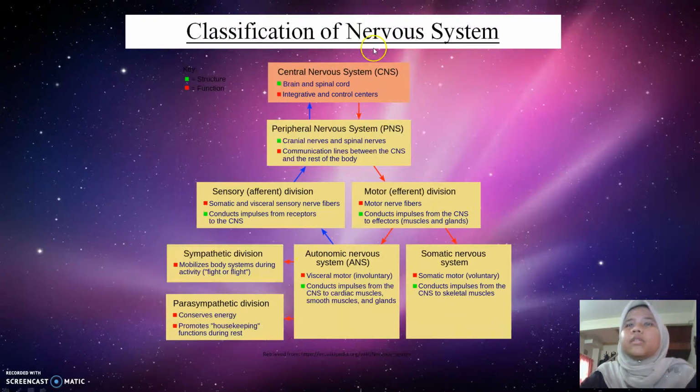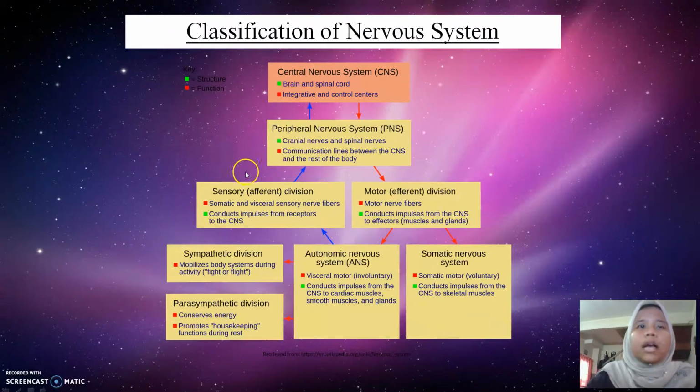The classification of the nervous system consists of the central nervous system and the peripheral nervous system. The central nervous system consists of the brain and spinal cord. The function of the central nervous system is as the integrative and control center. Meanwhile, the peripheral nervous system consists of the cranial nerves and spinal nerves. The function of the peripheral nervous system is as communication lines between the central nervous system and the rest of the body. The peripheral nervous system can be divided into the sensory afferent division and the motor efferent division.